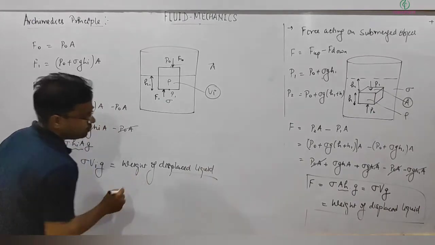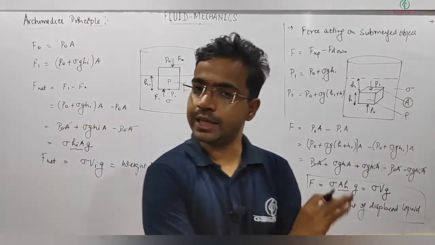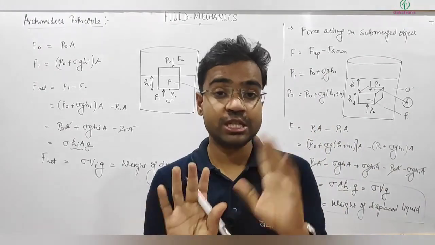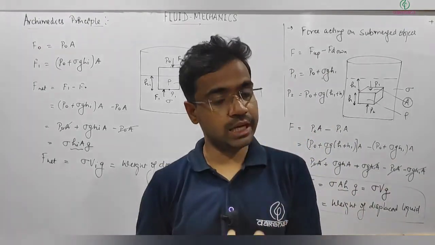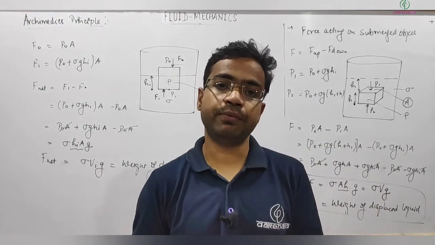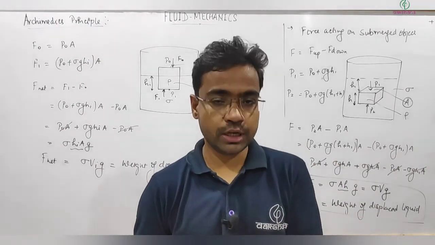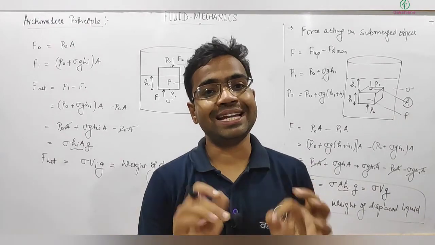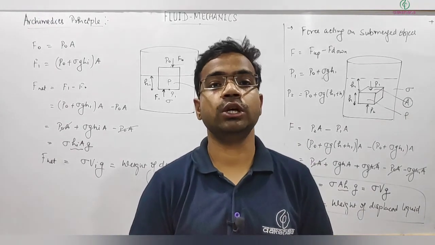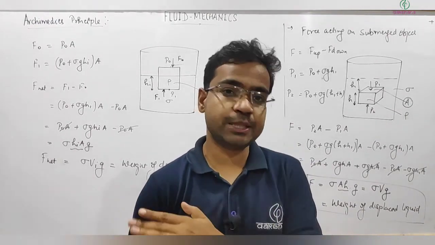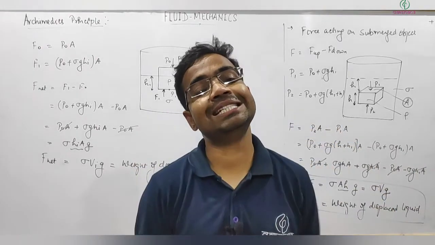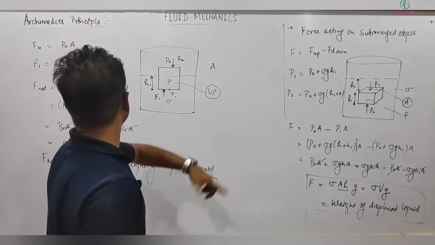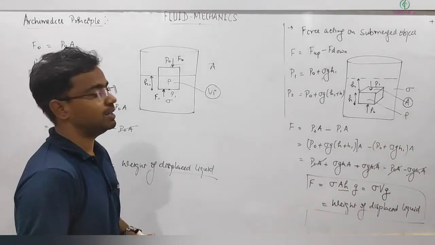So this proves Archimedes principle: in every situation when a body is submerged partially or completely in a liquid, it is buoyed up by the liquid. That upward force is called the buoyancy force, and its magnitude is equal to the weight of the displaced liquid, whether the body is completely or partially submerged. This is the complete Archimedes principle.